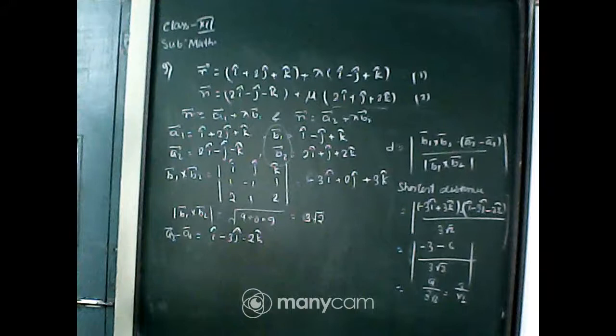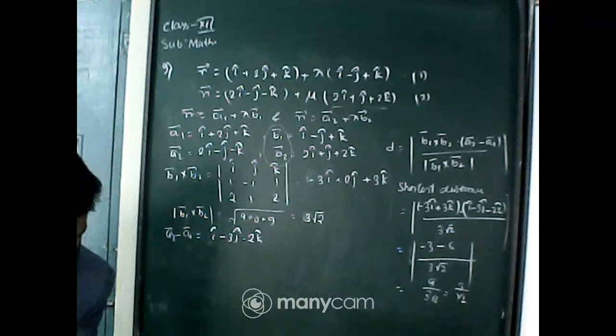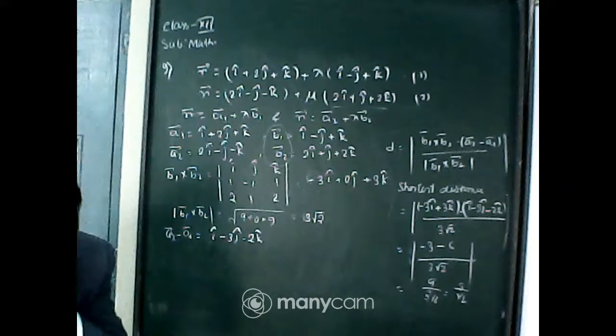Okay, now this question is complete. This is the formula for finding the shortest distance between any two lines. Now tell me, have you understood or not? If you have any problem, you can tell me, because this is a very important question.